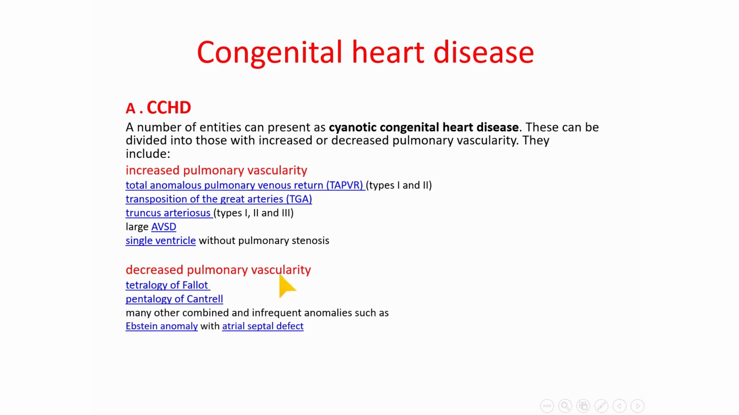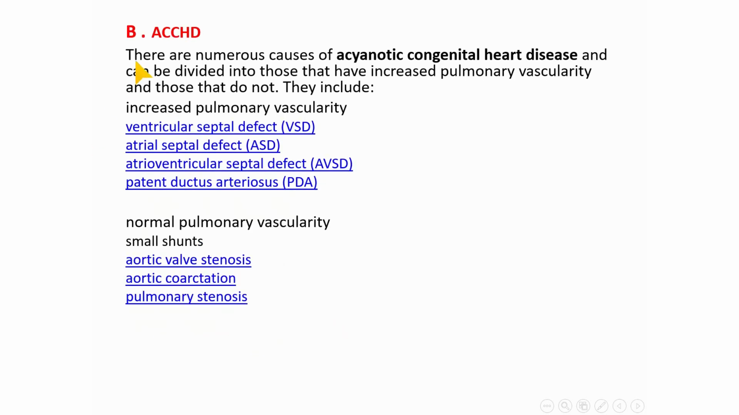About the decreased pulmonary vascularity in cyanotic congenital heart disease, we have TOF, this is the most common, tetralogy of Fallot, pentalogy of Cantrell. We have maybe Ebstein anomaly with ASD. About acyanotic congenital heart disease, we have either those that increase pulmonary vascularity or those that do not. About the increased pulmonary vascularity, we have VSD, ASD, AVSD, patent ductus arteriosus PDA. While normal pulmonary vascularity means small shunts, like aortic valve stenosis, aortic coarctation, pulmonary stenosis.